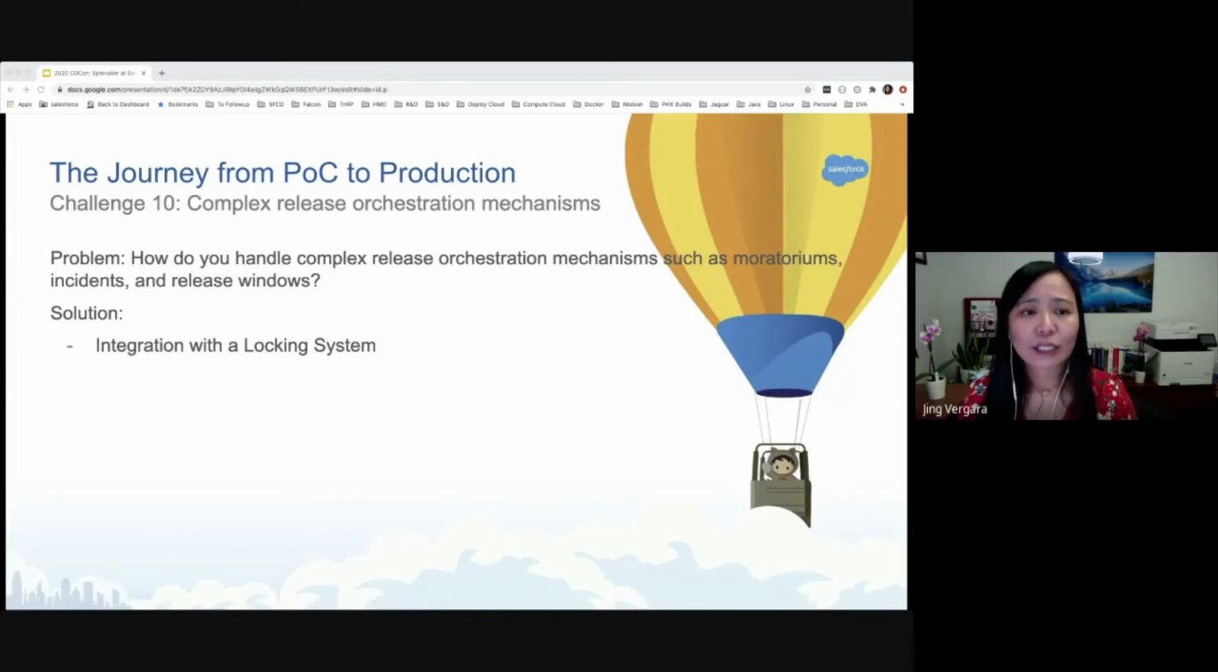And then the last challenge that we have is on complex release orchestration mechanisms, right? So we have these requirements that you cannot allow mutually exclusive changes to occur at the same time. We have to make sure that we don't run pipelines during moratoriums, or if there's an incident, or that these services can only run during certain release windows. So with this, we are integrating with a locking system to enable all these complex requirements.